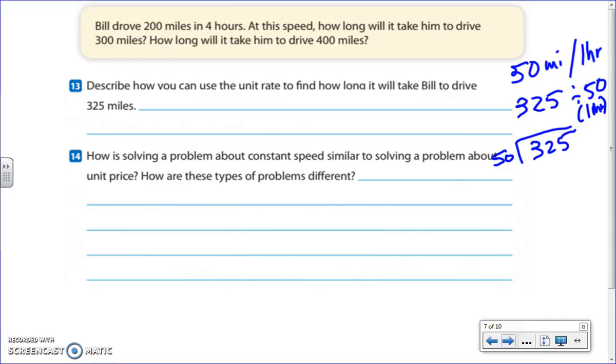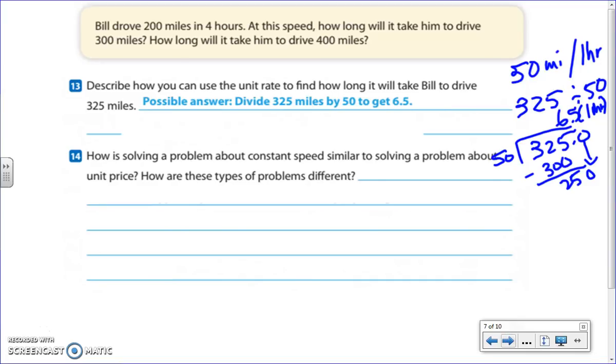Now, again, I can do long division here, but it's really not going to be very useful. I know that 50 will go into 325 6 times, and 50 will go into 250 5 times. So 6.5 hours, or we could say 6 hours and 30 minutes. So again, using the unit rate, instead of using multiplication with the unit rate, we needed to actually use division with the unit rate.